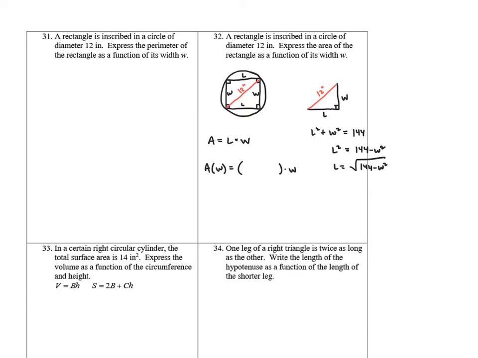So I can substitute that in for L here, and that's my expression for the area of the rectangle with respect to the width. I choose, just by preference, to write it this way. That's a W squared. Make sure that's under the radical. That would be your answer. Okay, let's move on to 33.